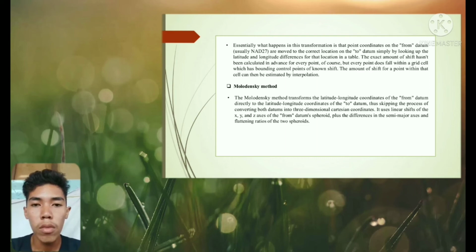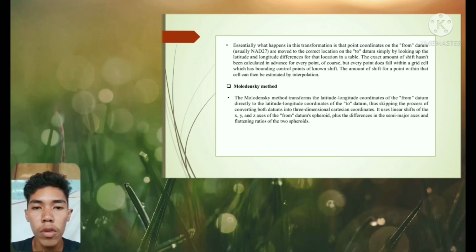Molodensky method. The Molodensky method transforms the latitude-longitude coordinates of the from datum directly to the latitude-longitude coordinates of the to datum, thus escaping the process of converting both datums to three-dimensional Cartesian coordinates. It uses linear shift of the x, y, and z axes of the from datum spheroid, plus the difference in the semi-major axis and the flattening ratio of the two spheroids.